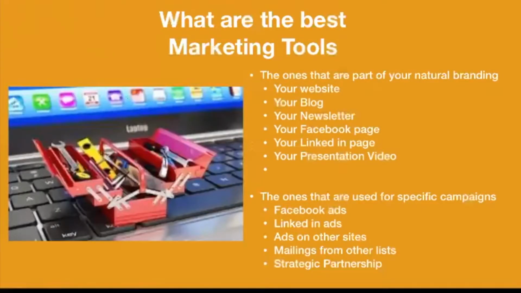The tools, you know them, because this is what we think we have to do first. But as you see, there is so much work we have to do before we get to the tools. So we have the ones that are part of our natural branding, which are our website, our blog, our newsletter, Facebook page, LinkedIn, videos. Those are the things that we need to do in our regular branding, not necessarily in a campaign calendar, but those are the things that we need to have in a business. We don't necessarily have all of them, and not at the same time, but this is basically what we should have if we want to be able to communicate with our target audience.